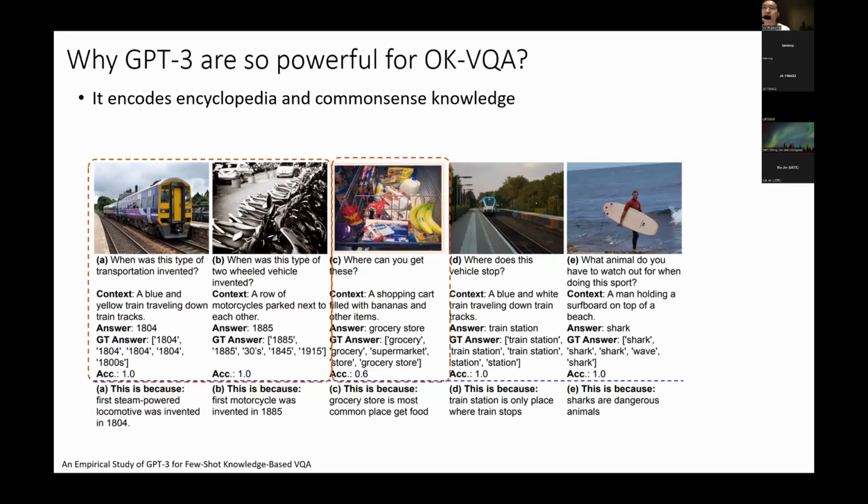And in the third example, it's more about common sense knowledge. Where can you get this? Through the generated image captions, we know there are a lot of bananas and other items inside, so the model can know it should be from a grocery store. The model can even generate answer rationales reasonably well. After this, you provide another prompt, "this is because," and let GPT-3 complete it. For example, in the third example, the rationale is that a grocery store is the most common place to get food, which is quite reasonable.